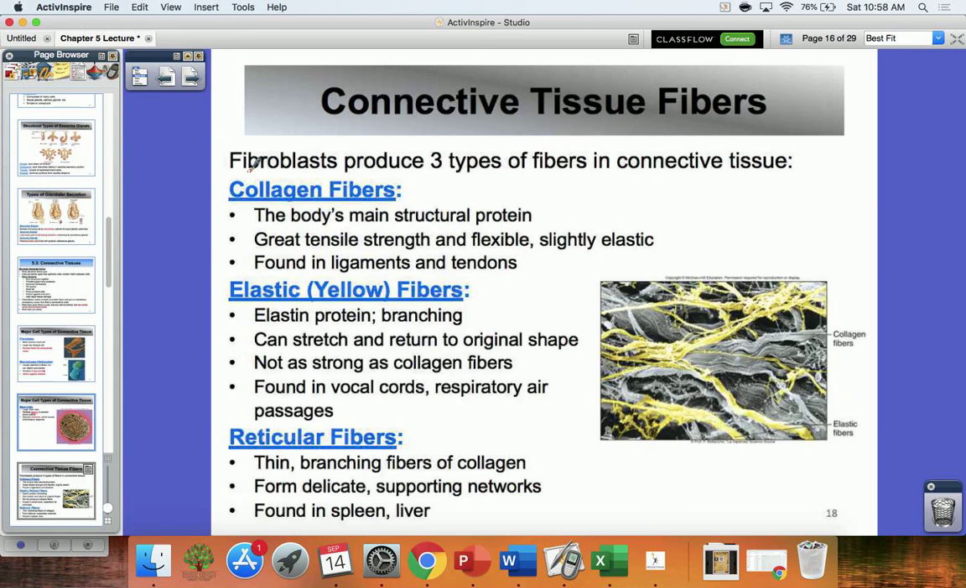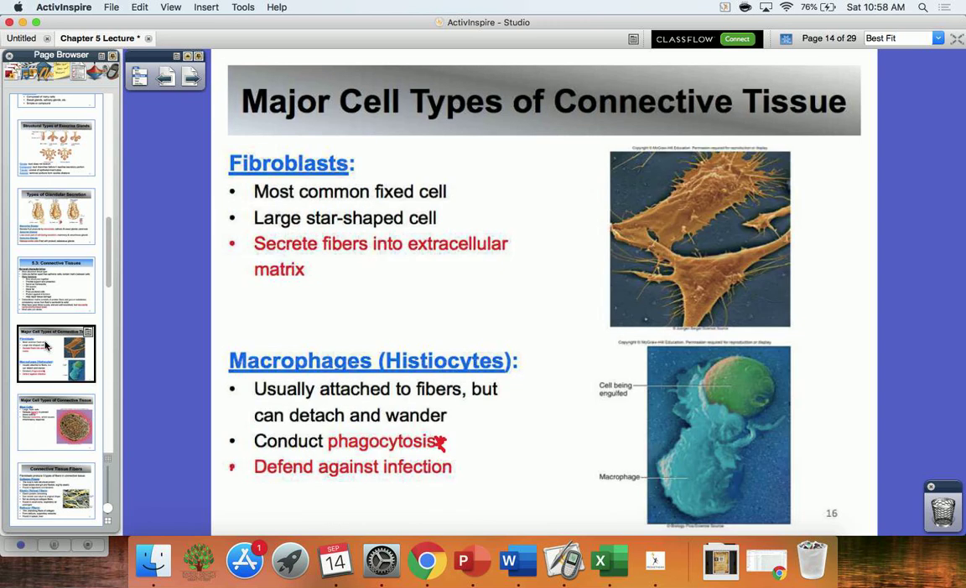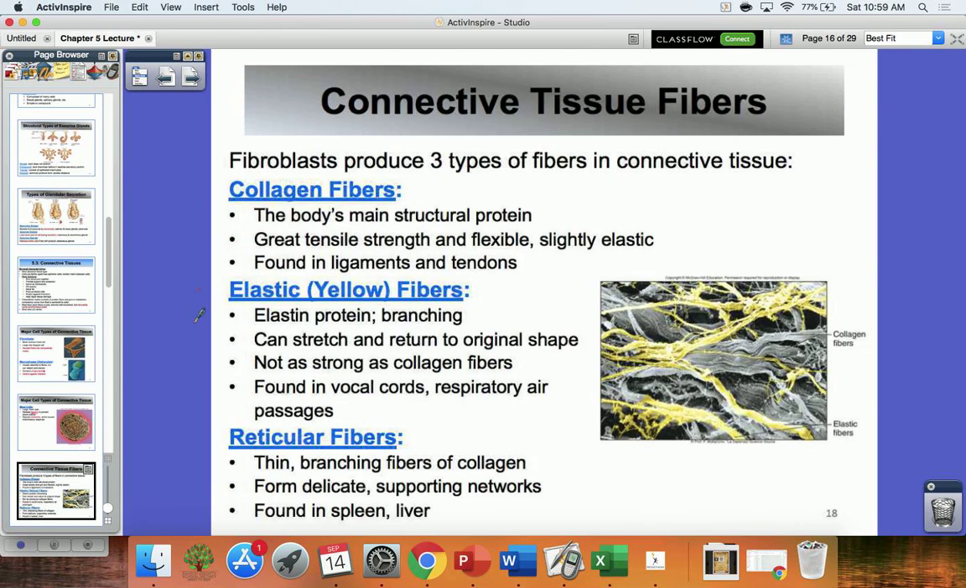All right, so we're going to go into the fibers that fibroblasts produce. Remember, we have fibroblasts, macrophages, and mast cells. Those are the three types of cells that help to make up connective tissue. Now, as far as fibroblasts, which is that first type of cell, remember they secrete fibers. So this is a list of the fibers that we're going to talk a lot about as we go through the types of connective tissue that come from fibroblasts.